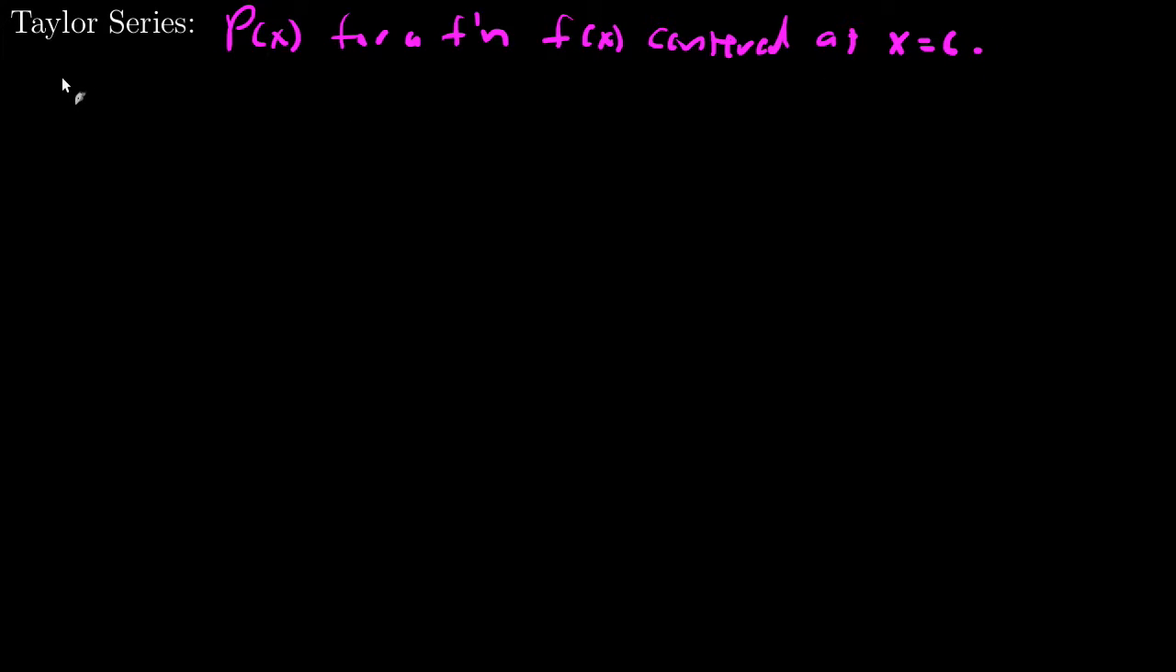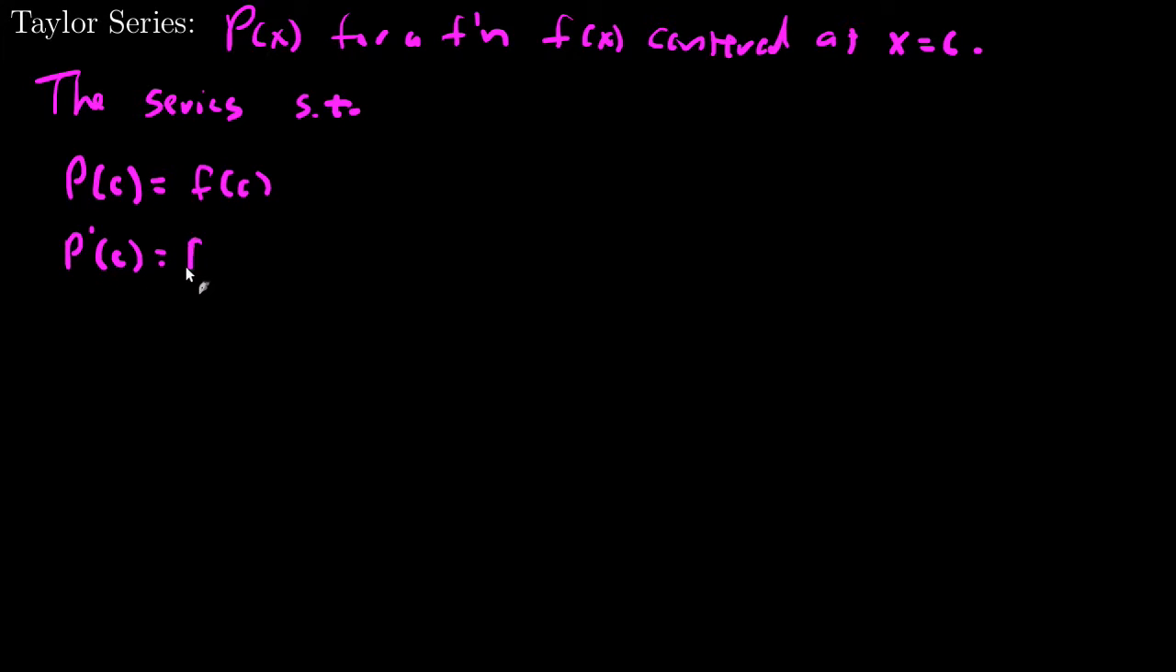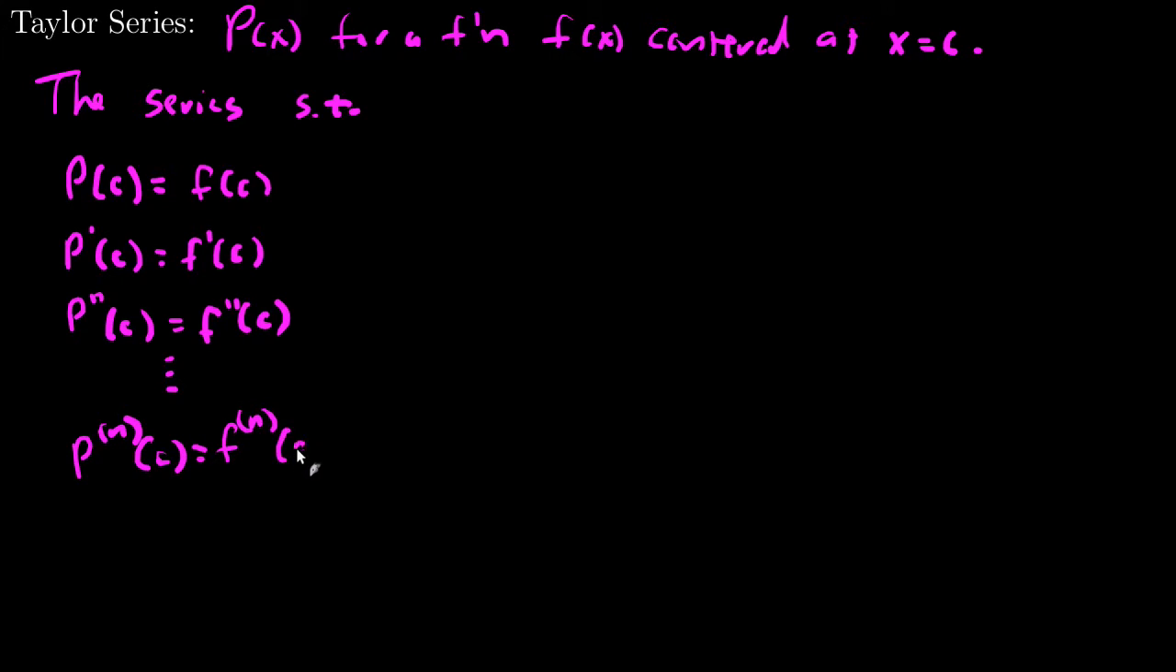So first off, what is a Taylor series? Well, a Taylor series, P of x for a function f of x centered at x equals c. This is just the series such that the value of p evaluated at c is equal to the value of f. The first derivative of p at c is equal to the first derivative of f. The second derivative of p at c is equal to the second derivative of f at c. And for any nth derivative evaluated at c, the nth derivative of p will equal the nth derivative of f. And it goes on for all order derivatives of f.